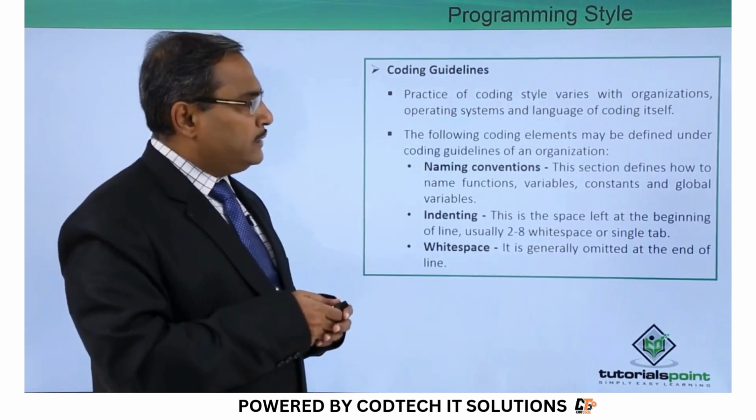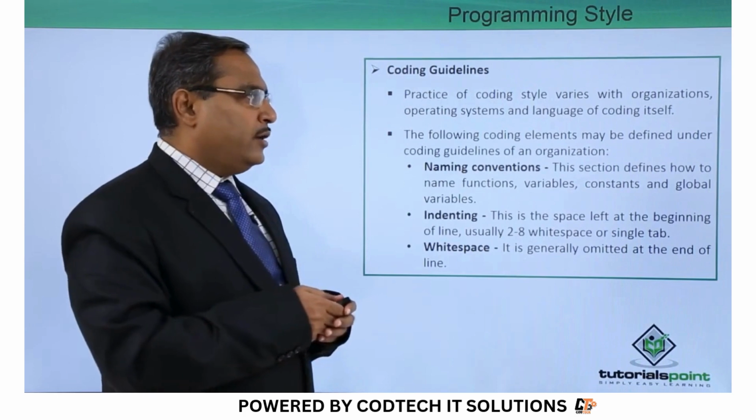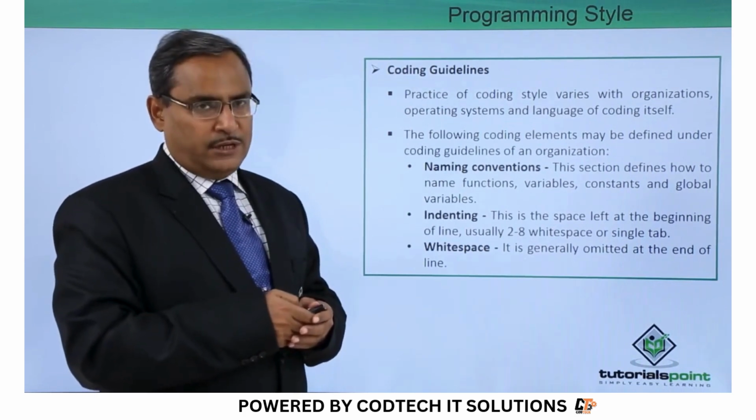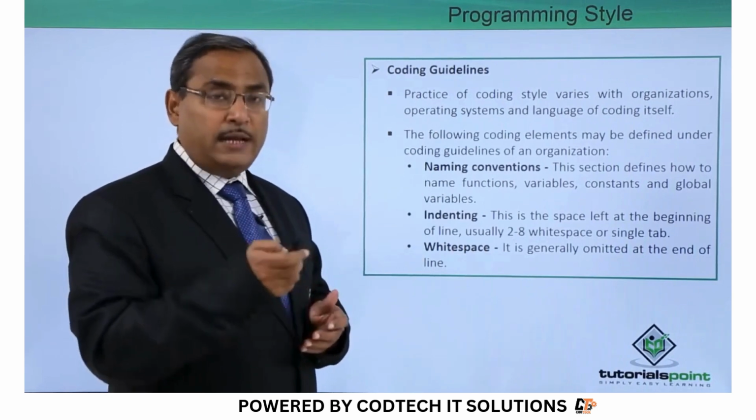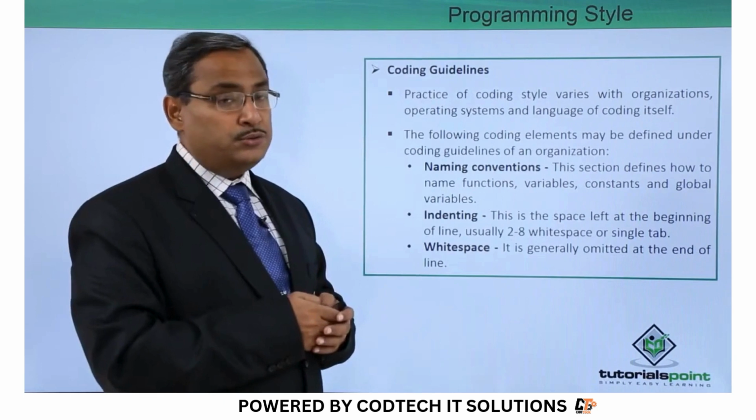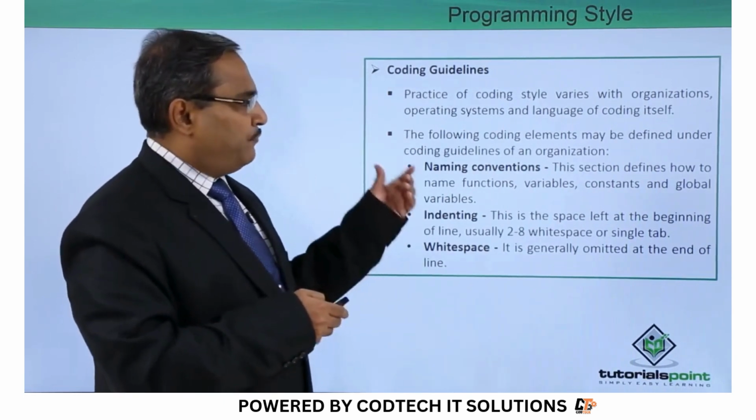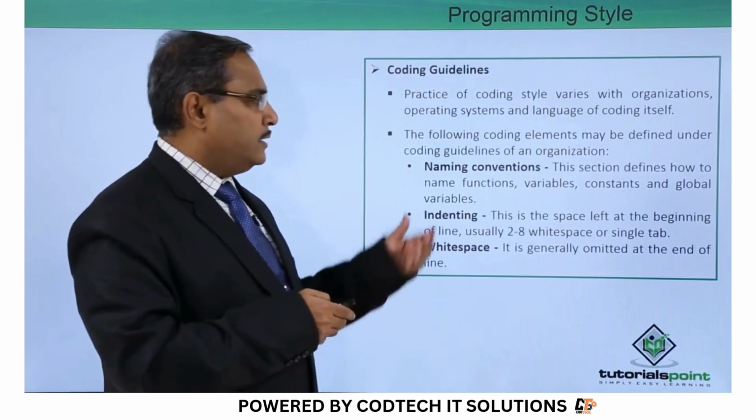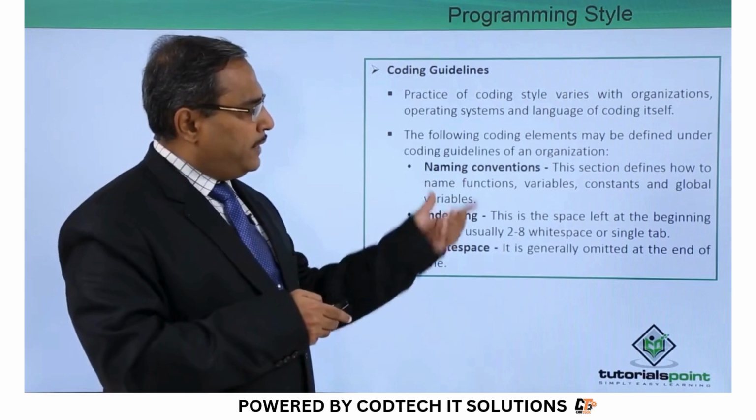The practice of coding style varies with the organization, operating system and language of coding itself. Obviously, from organization to organization the coding style may vary depending upon the language used, the platform or the operating system. The following coding elements may be defined under the coding guidelines of an organization. The first one is naming conventions.